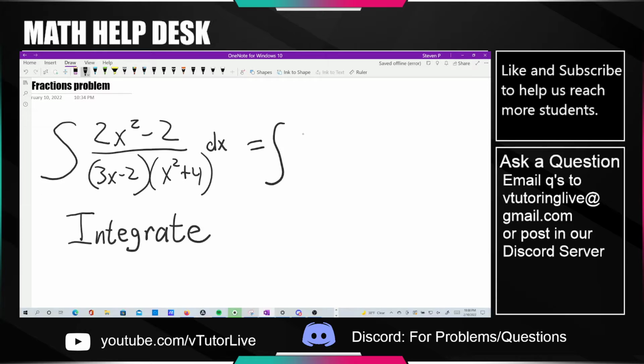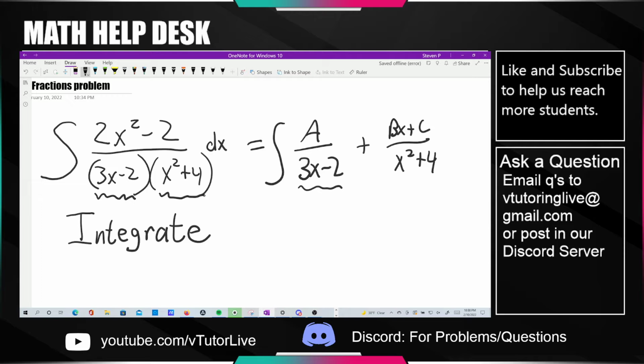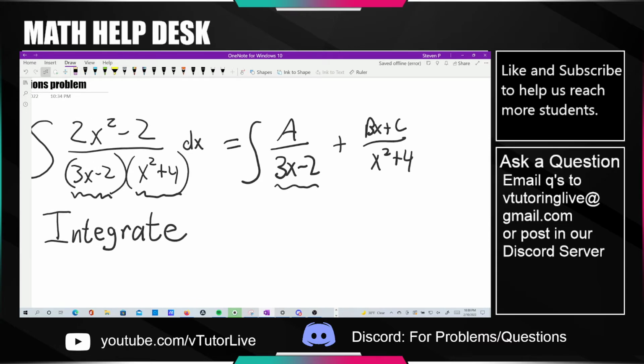You can look up a guide to partial fractions. I'm not going to go over the entire justification, but the idea is that you want to break it up into a over the linear term plus bx plus c over the quadratic term. This is the general idea whenever you have a linear and a quadratic. Again, you can review this. You probably learned this sometime in high school, but it definitely requires a refresher every now and then.